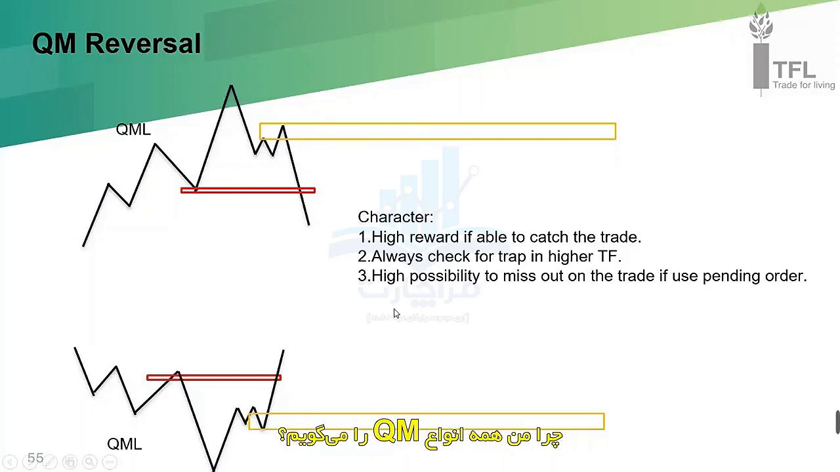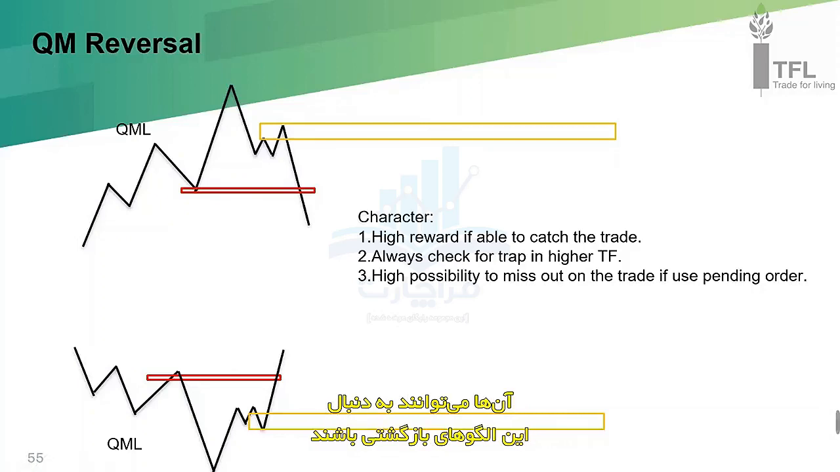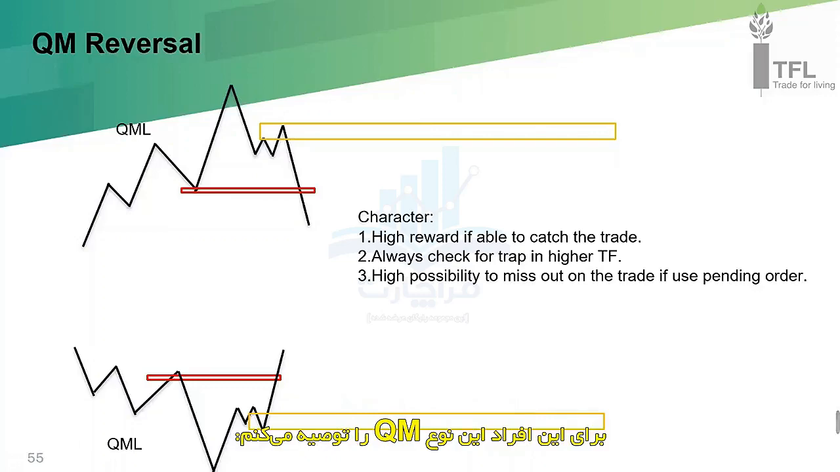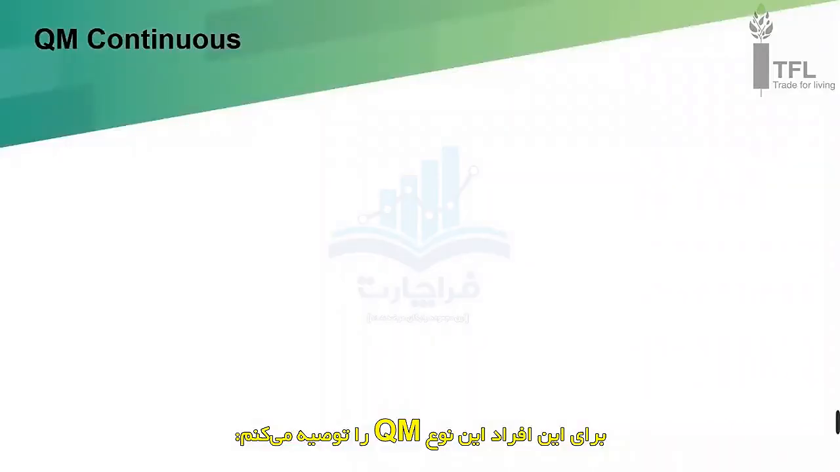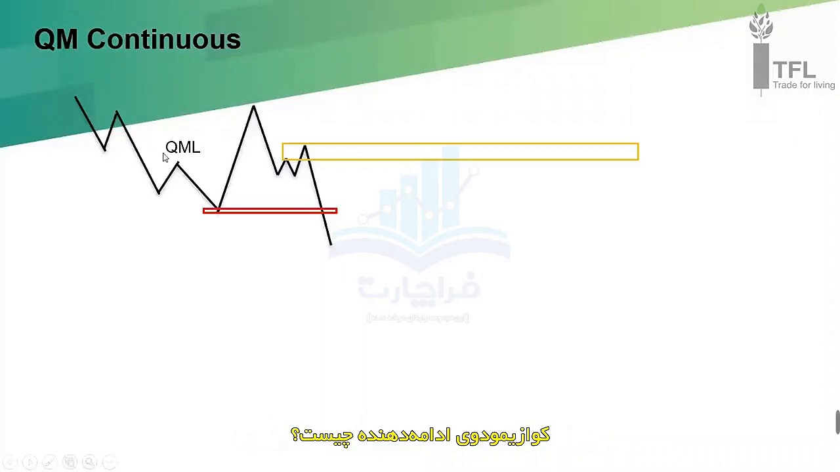Why I'm going to introduce all these kinds of QM is because the ability to control emotion is different for different people. Some people able to control emotion might look for this kind of reversal because it's definitely very high reward. Some people do not have control of emotion. I'm going to introduce to you this one: QM continuous, Quasimodo continuous. So what do I mean?